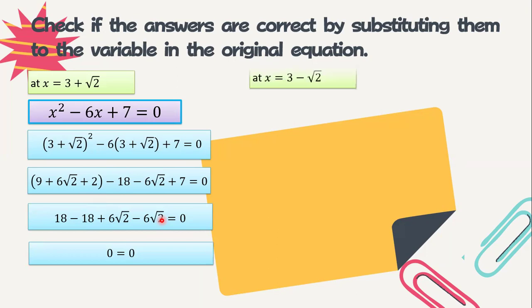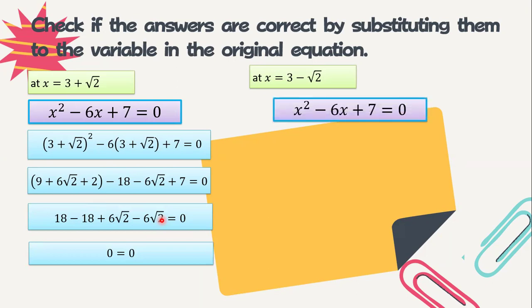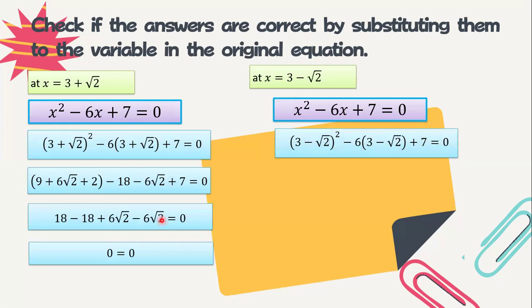How about if we have x as 3 minus square root of 2? Still, we have this original equation. We substitute the x to the given equation. So we now have 3 minus square root of 2 squared minus 6 times the quantity 3 minus square root of 2 plus 7 is equal to 0.